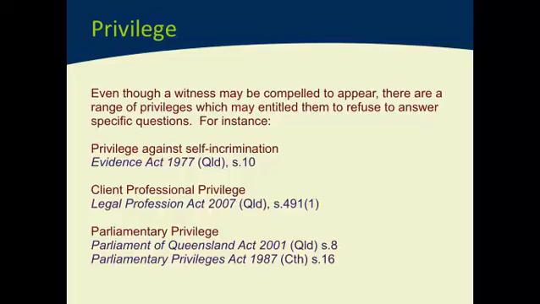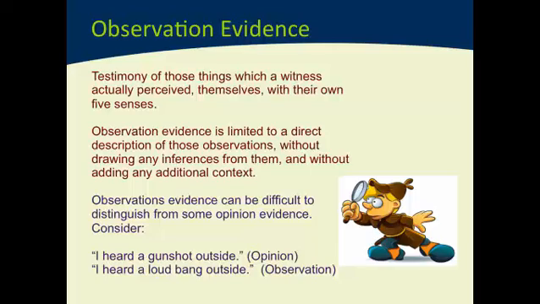So testimony evidence comes in a few different types, and we're going to talk about three of them: observation evidence, opinion evidence, and hearsay evidence. Observation evidence is what we're all looking for. Observation evidence is those things which a witness has actually seen for themselves, actually heard for themselves, actually perceived with their own five senses.